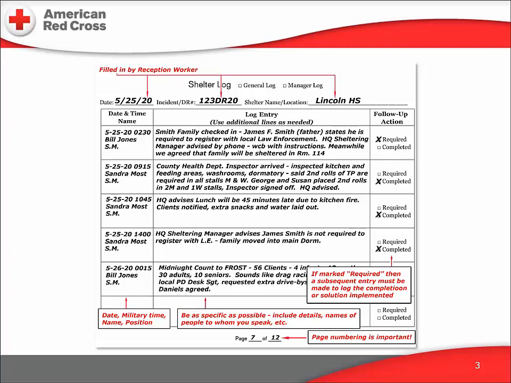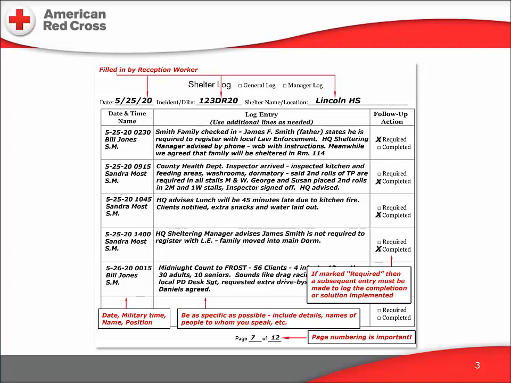Now look at line 4. At 2 p.m. the same day, the day shelter manager received a call from the HQ sheltering manager advising her that James Smith is not required to report to law enforcement. So she moved the family out of room 114 back into the general dormitory. Issue closed. It bears repeating that these 2 entries would be in the shelter manager's log. They are confidential and will be kept private.